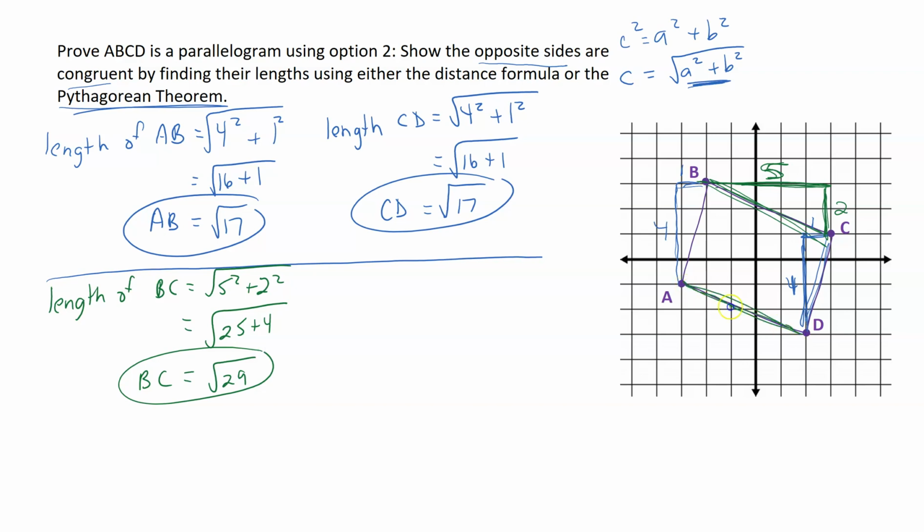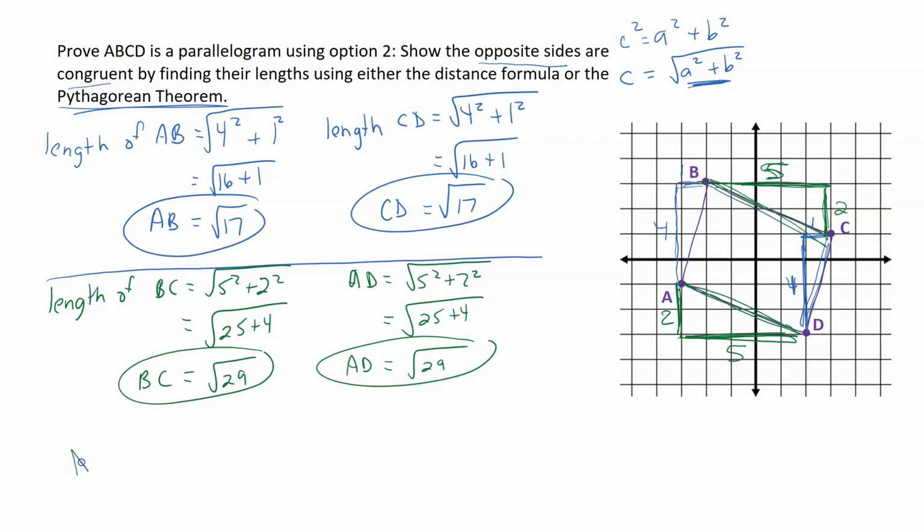We'll do the same thing. Our last one is going to be for AD. So this is 2, and this side over here is 5. So for AD, we're going to do 5 squared plus 2 squared again. AD is equal to the square root of 29. And then underneath there, you can make a statement about how since the length of AB and CD are both the square root of 17, and the length of BC and AD are both the square root of 29, the opposite sides are congruent, and that's going to make it a parallelogram.